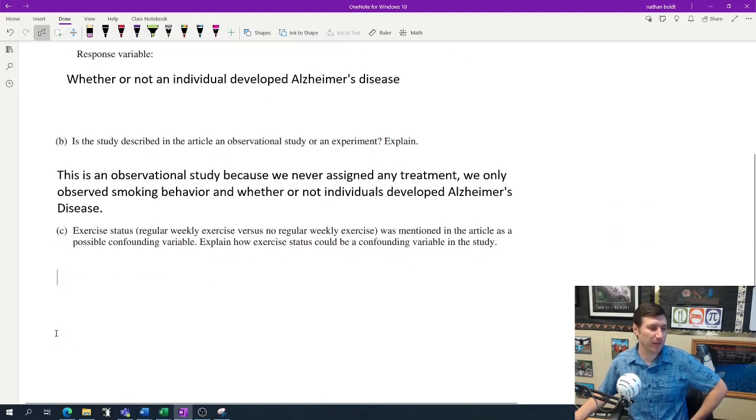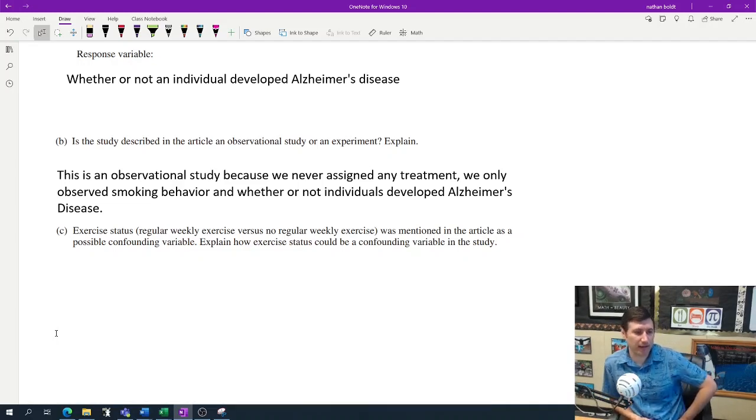All right, next, exercise status, regular weekly exercise versus no regular weekly exercise, was mentioned in the article as a possible confounding variable. Explain how exercise status could be a confounding variable in the study. So a confounding variable is something else that might be causing or leading to your response variable. Right now, we think there's this association between smoking and Alzheimer's. Could it be something else? The article thinks that exercise status. So we have to connect all three.